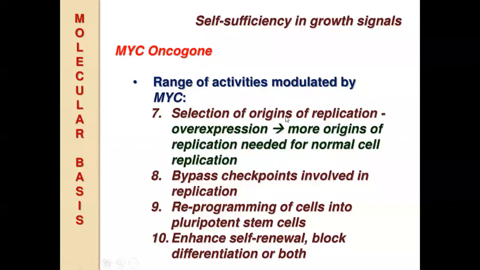The range of activities modulated by MYC: the selection of origin of replication. There is overexpression, which leads to more origins of replication than needed for normal cell replication. It bypasses checkpoints involved in the replication. Reprogramming of the cells into pluripotent stem cells enhances self-renewal, blocks differentiation, or both.